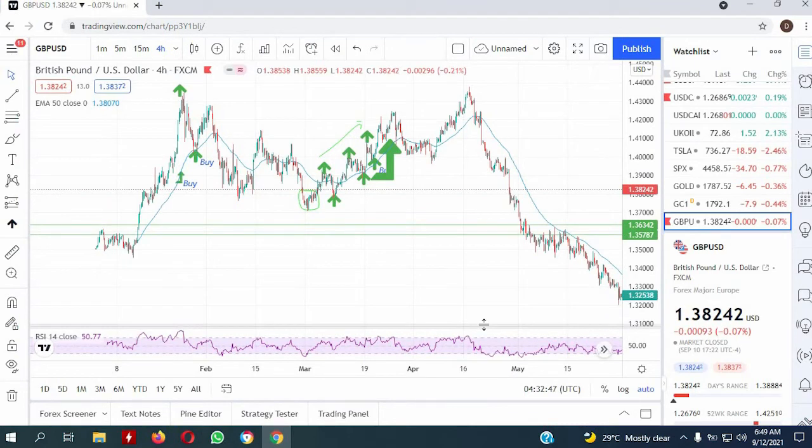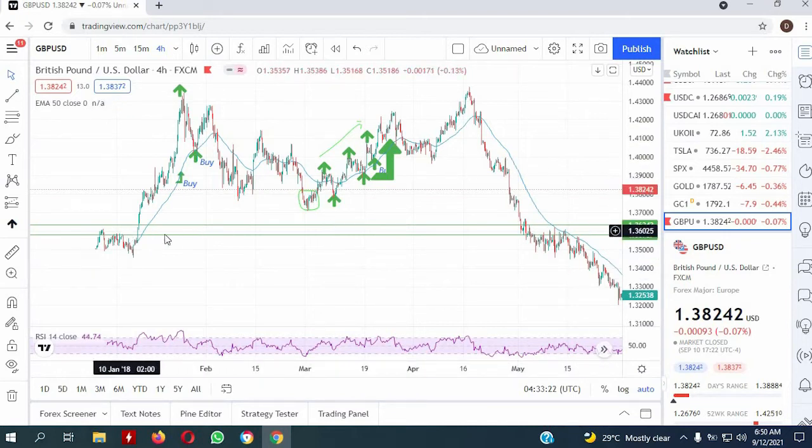Right now I'm in TradingView where I'll be doing my illustration and trading session. What you need to know is that after every bull trend comes a bear trend, and after every bear trend comes a bull trend.